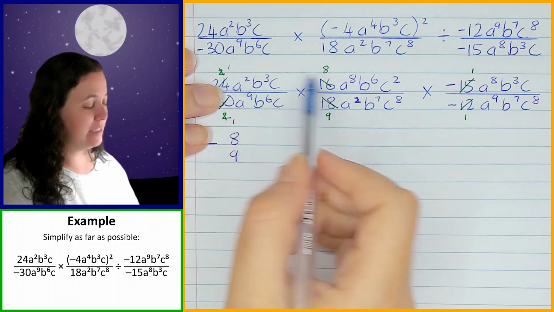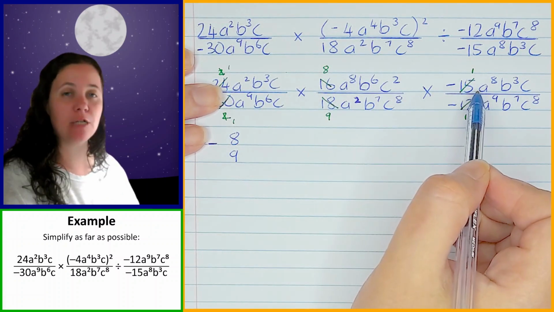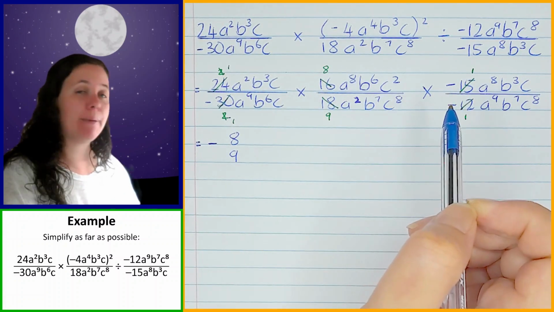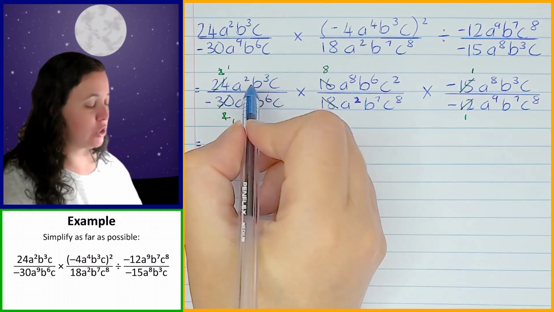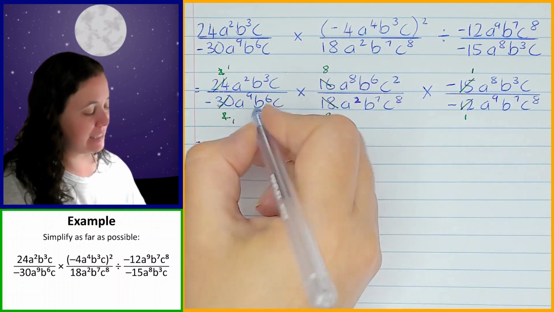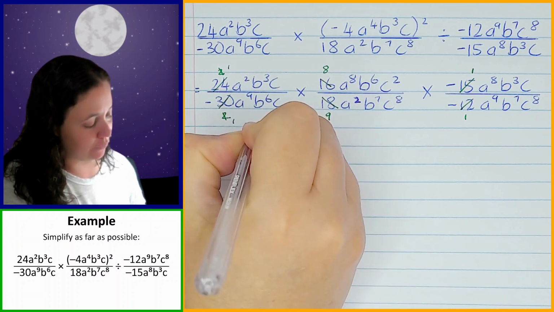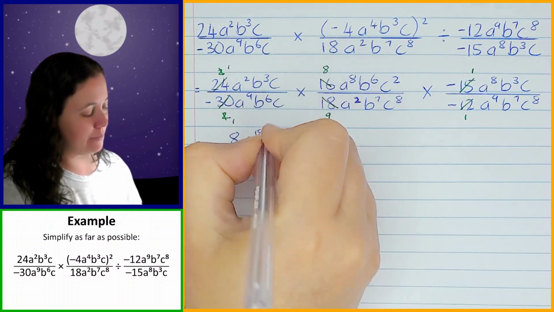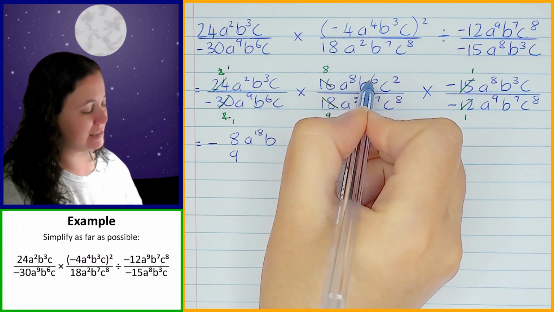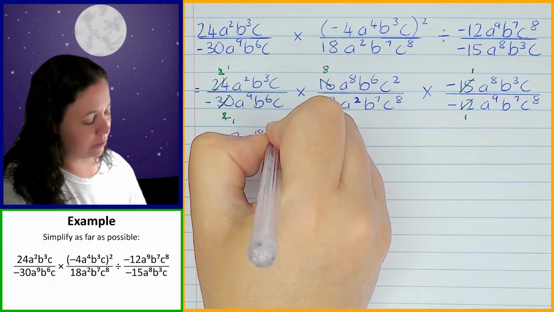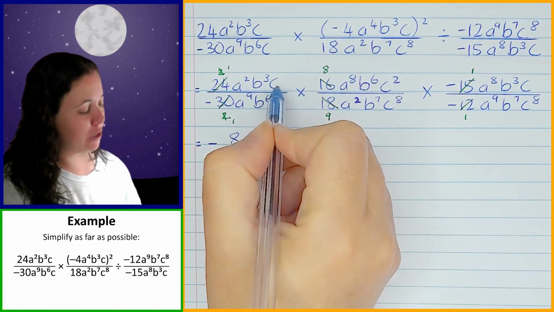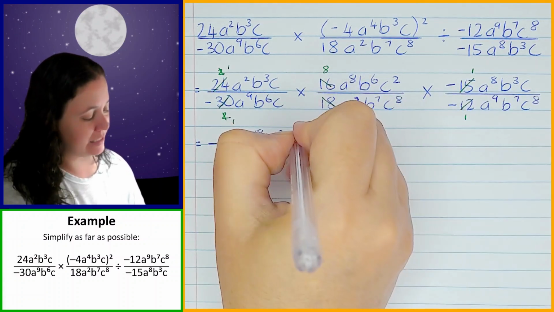So the a squared times a to the power of 8 times a to the power of 8. Remember, when we are multiplying powers of the same base, we add the exponents. So it's 2 plus 8 plus 8. That gives me a to the power of 18. Then b to the power of 3 plus 6 plus 3 is b to the power of 12. And then c to the power of 1 plus 2 plus 1 is 4.